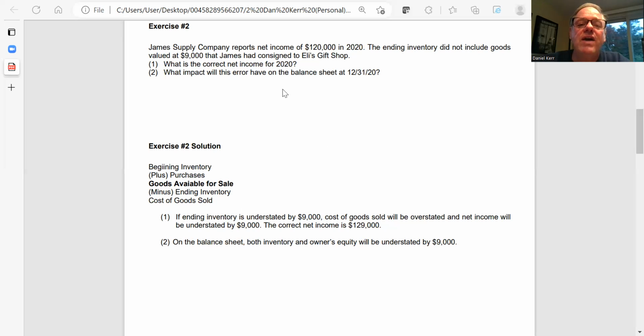And then they ask, what is the effect of the error on the balance sheet? Well, if we've understated ending inventory by $9,000, we've understated the asset inventory on the balance sheet. And since that mistake resulted in understating net income by $9,000, we've also understated stockholders' equity. Stockholders' equity is just capital for a corporation. So by understating the ending inventory, we've understated both the asset inventory and the stockholders' equity by $9,000. If this was a sole proprietorship or a partnership, we would have said we understated capital by $9,000.